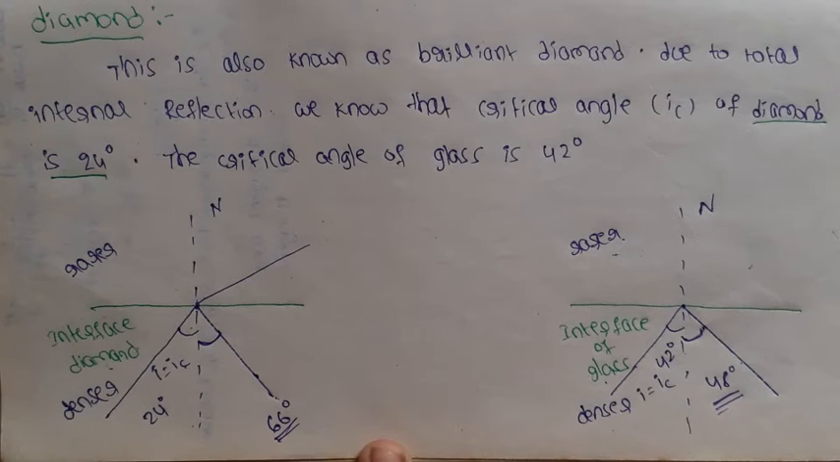The designers cut the diamond with the possibility of more total internal reflections while making the diamond. So this is one of the applications of total internal reflection: diamond.